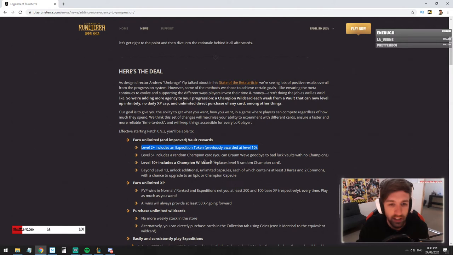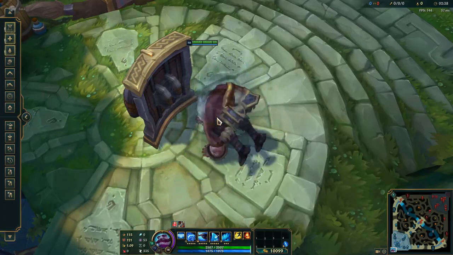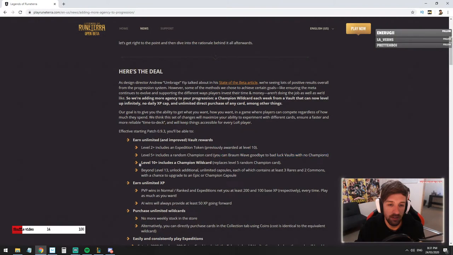Actually, no, I think they're getting rid of that. Level 5 plus includes a random champion card. You can wave goodbye to bad luck vaults with no champions. Level 10 plus includes a champion wildcard, which replaces the level 5 random champion card. Yeah, a wildcard, this kind of goes along with what they originally spoke about, giving players access to just be able to get the cards they want and play when they want.